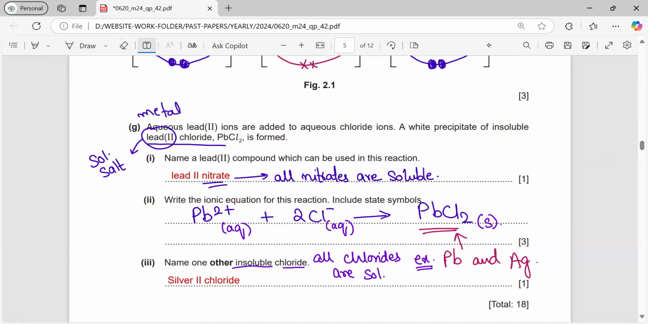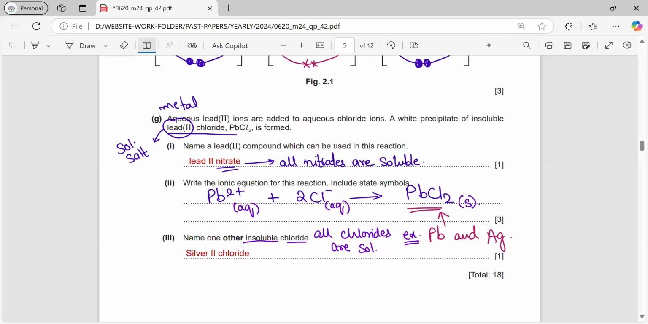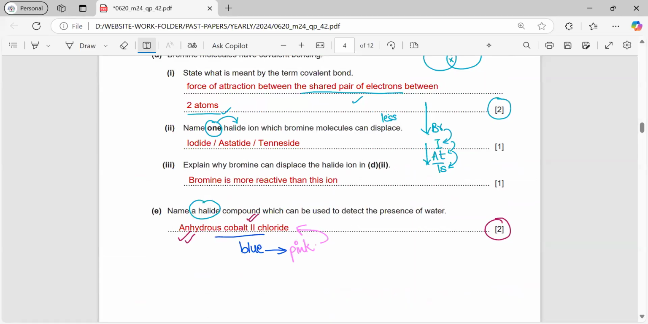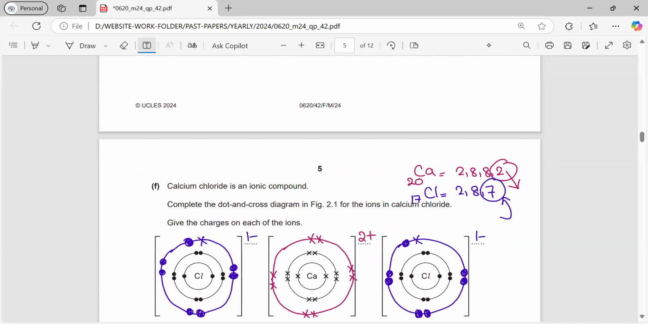Okay, these are the two parts of the question. We'll do the rest of the questions in the next video of this paper, the next 3 questions.